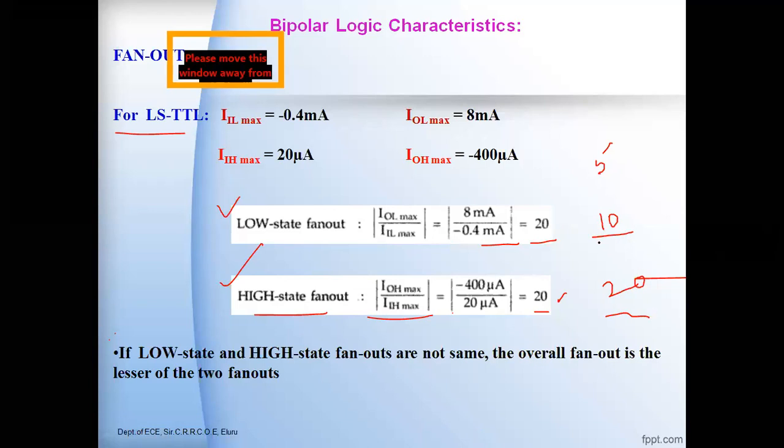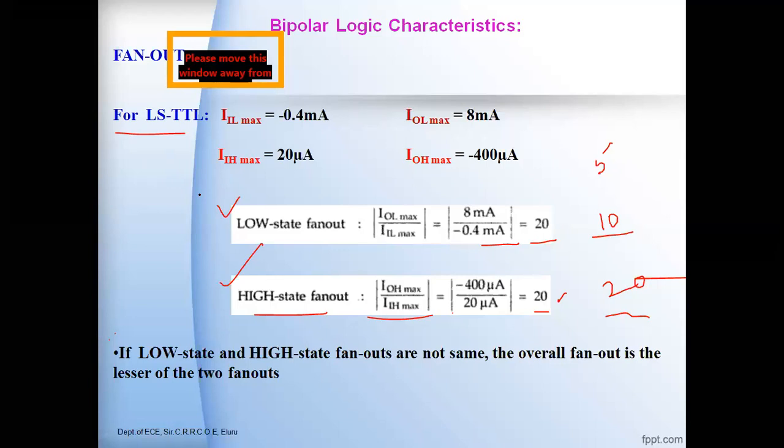But if you have connected excess TTL inputs in the low state, that will lead to improper operation of the circuit. That will result in abnormal operation, so it will not give us the expected outputs. Whichever fan out is lower, that will be the overall fan out, the DC fan out of that gate.